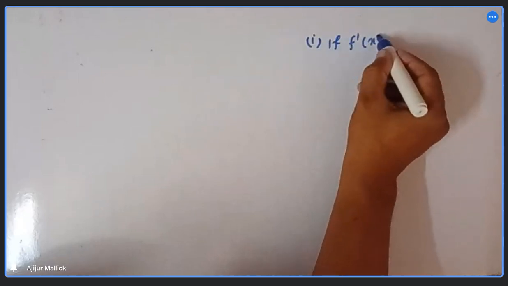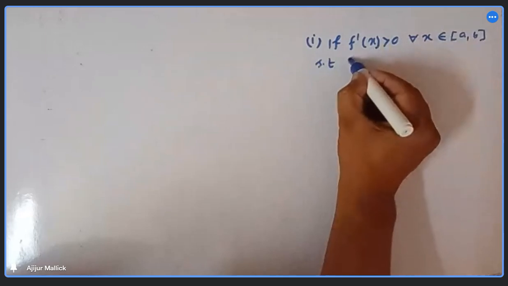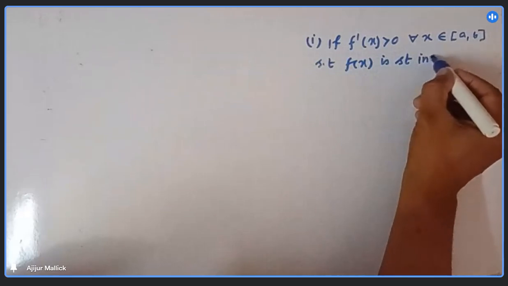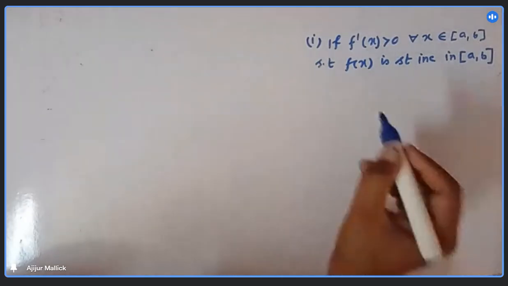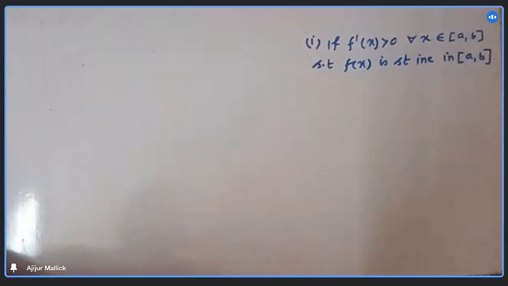Number one: if f dash x is greater than 0 for all x in closed interval a, b, then show that f x is strictly increasing in closed interval a, b. We have already used this. Now I shall prove this.